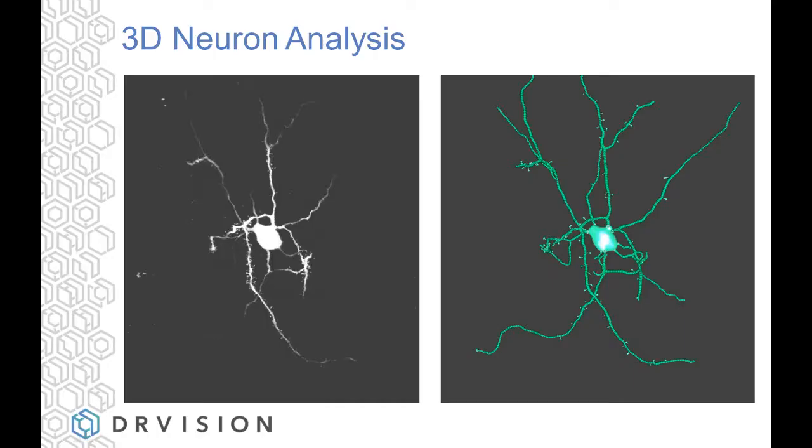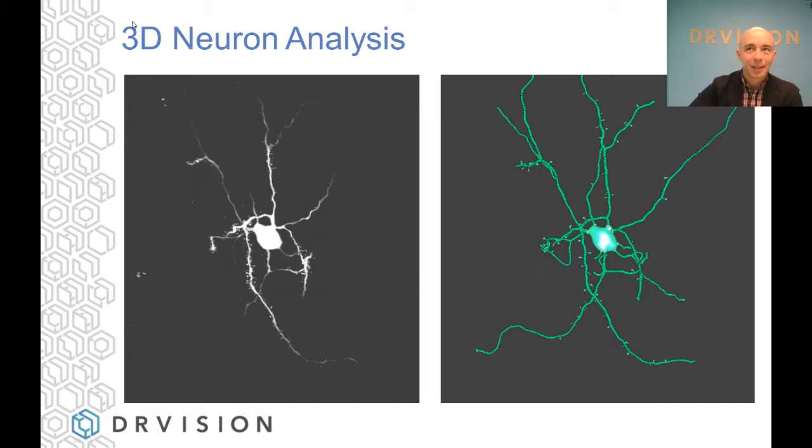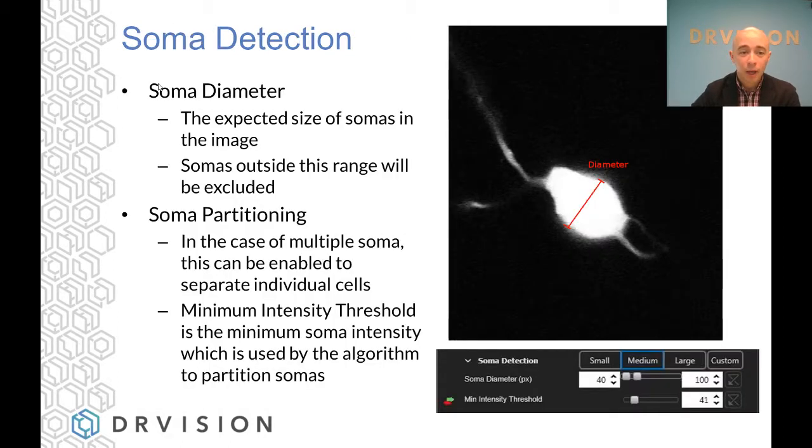All right, now we'll dig into some 3D neuron analysis. On the left, you see a 3D fluorescent data set of a single neuron, and on the right is our reconstruction of that using the 3D neuron analysis recipe in Aivia. Looks pretty good, doesn't it? Let's talk about some of the factors here.